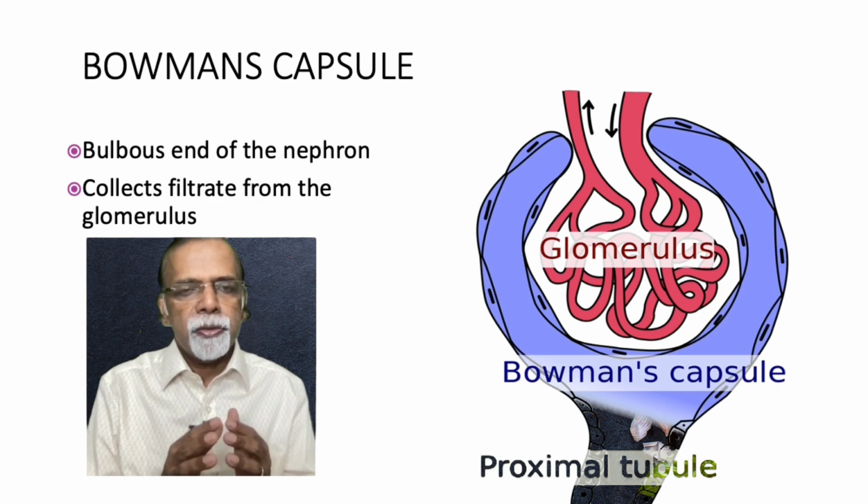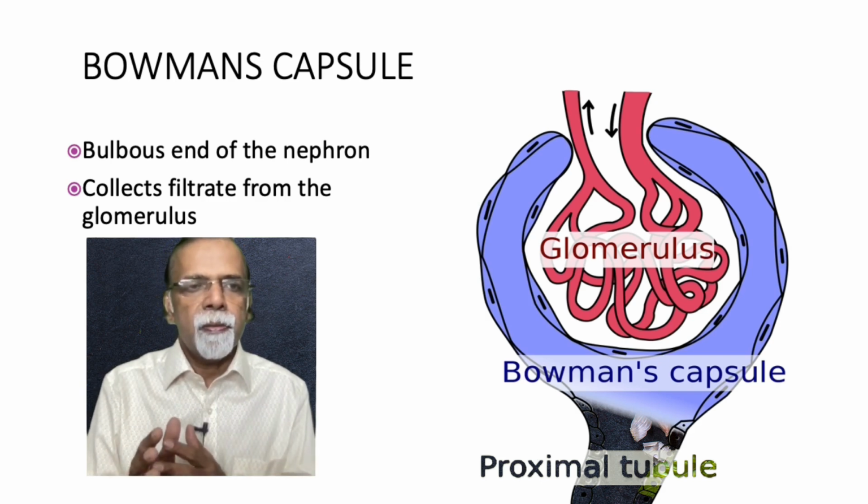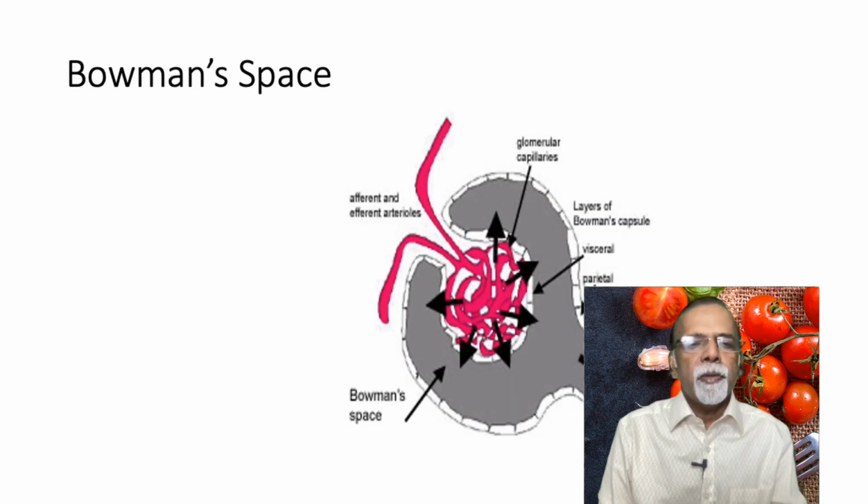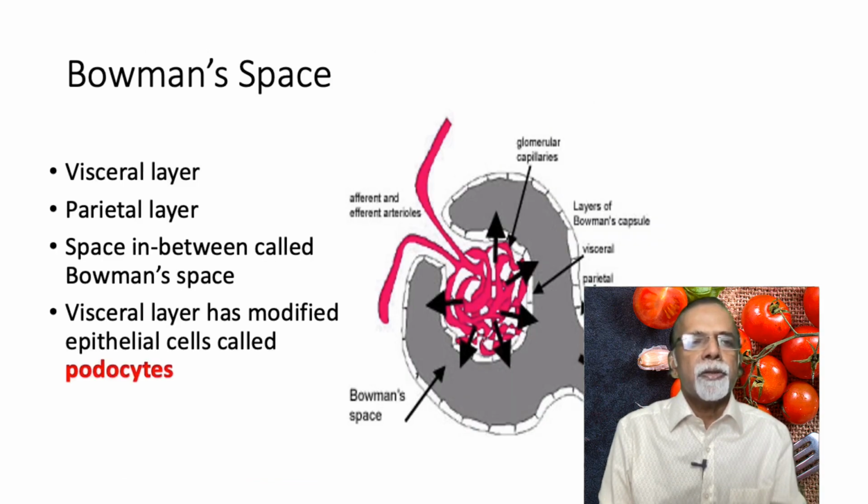The nephron consists of the glomerulus and the tubules. And the bulbous end of the nephron is the Bowman's capsule. And the Bowman's space collects the filtrate from the glomerulus. So it has a visceral layer, a parietal layer, and the space between, the Bowman's space. The visceral layer has modified cells. So the visceral layer gets modified, and that is called the podocytes. And the podocytes are encasing the glomerulus.